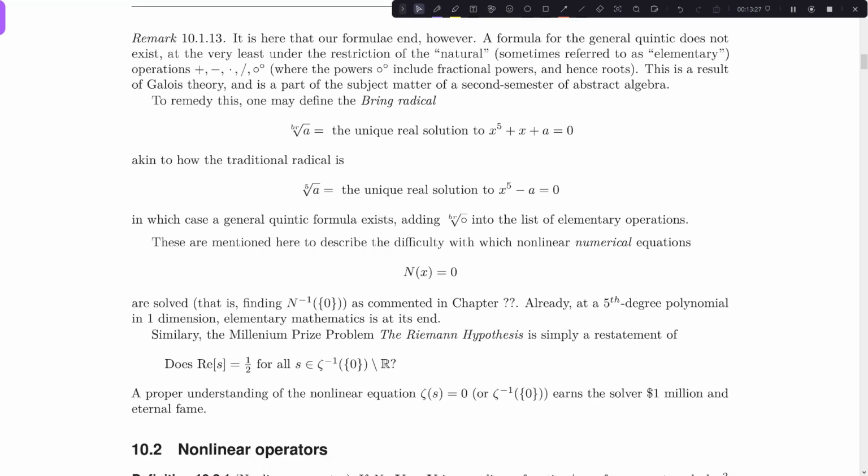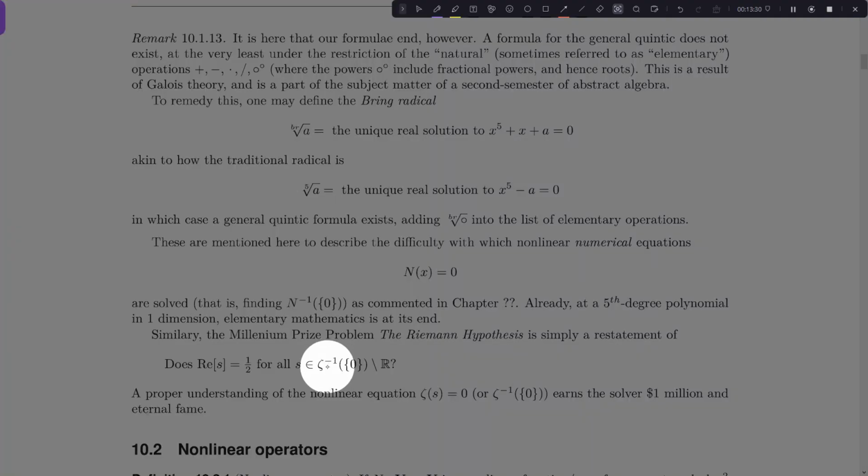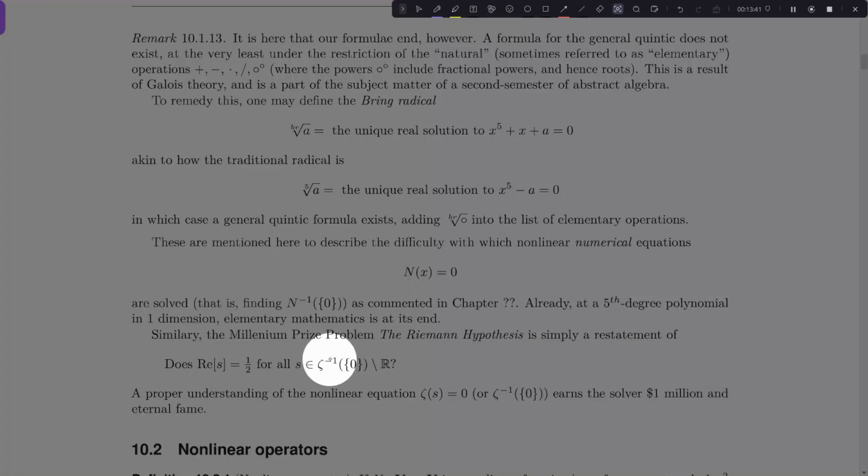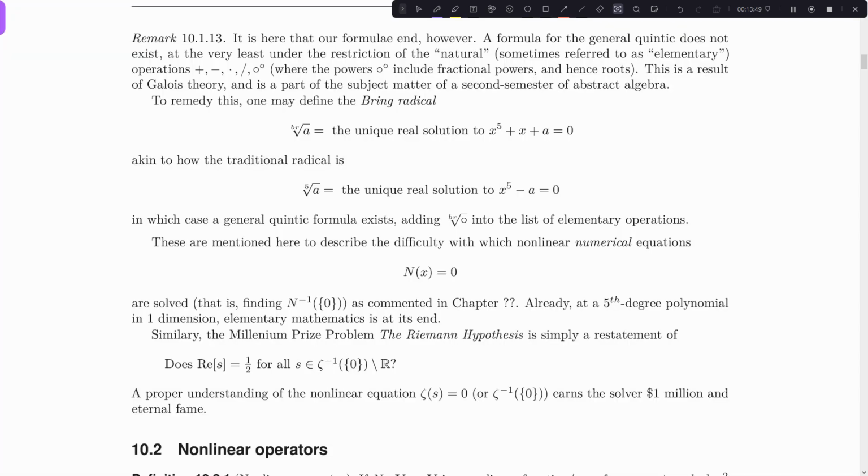Cute little remark here. Speaking of nonlinear function inversion, the Riemann hypothesis that you've all probably heard a lot about is just a nonlinear function inversion problem, or a nonlinear solution problem. All we're asking is, what is the preimage of 0 of the zeta function? If we knew that, then you win $1 million. But for very obvious reasons, nobody knows exactly what that preimage is.